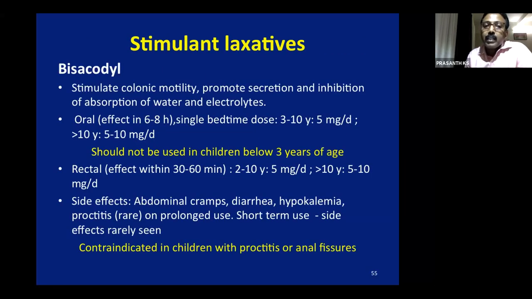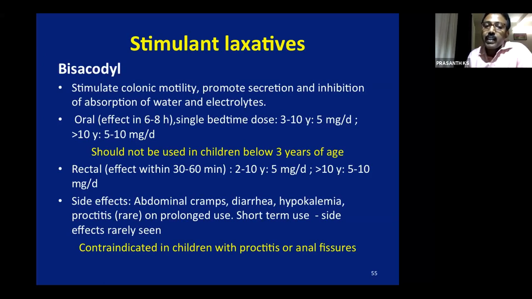The prototype agent is bisacodyl, which has an oral preparation and also a rectal preparation. How does it act? It stimulates colonic motility, promotes secretion, and inhibits absorption of water and electrolytes. It has an oral effect within 6 to 8 hours. It can be given as a single bedtime dose, 5 mg per day for the age group 3 to 10 years, and for more than 10 years, you can give 5 to 10 mg per day. It should not be used in children below 3 years of age.